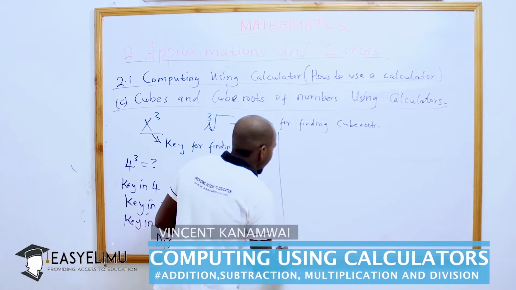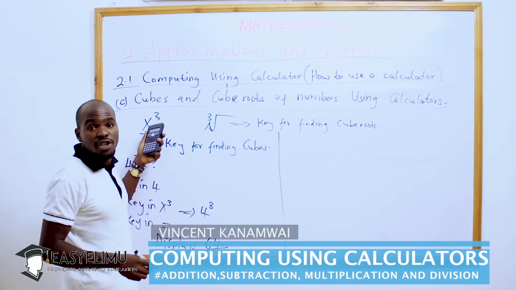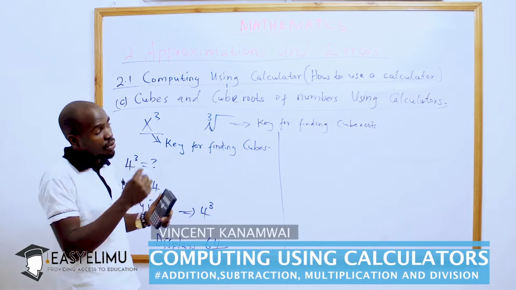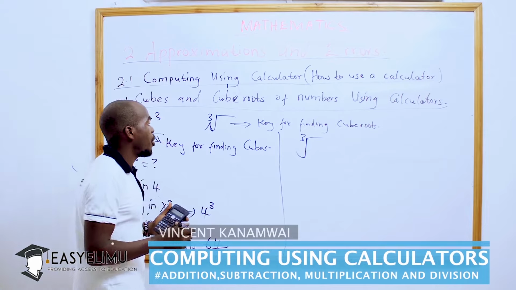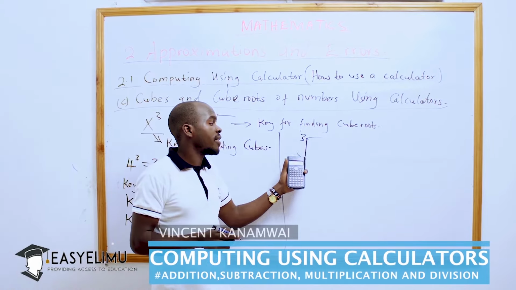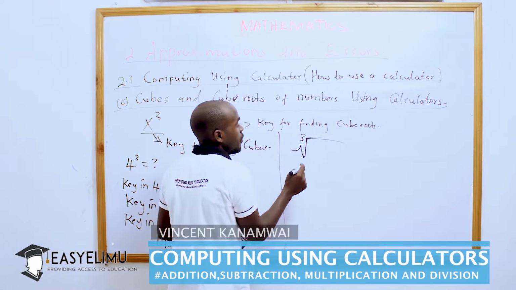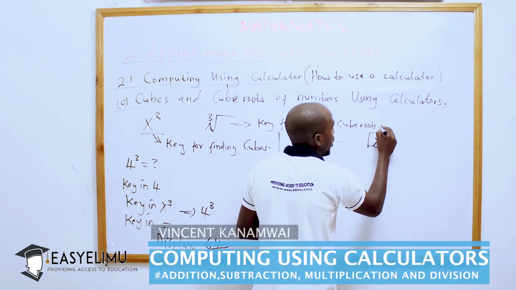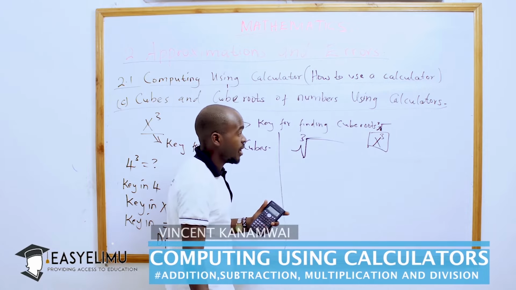So let's see how you may compute cube root. And we have said on top of x cubed, we are having this sign of cube root. On top of this x cubed key, you will find there is a small display of that way. That is how it is displayed.